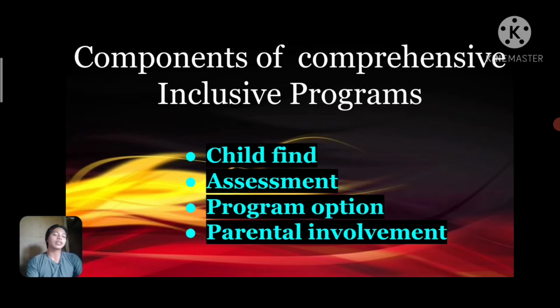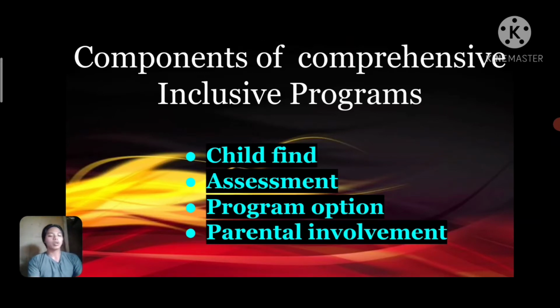The next component is the program option. Schools that practice inclusive education offer different programs that address learners with disabilities. The first program is bringing all students with disabilities together, handled by a trained SPED teacher. Second is the inclusion of a child with a disability in a regular class setup with students who do not have disabilities, handled by a regular teacher or a trained SPED teacher.